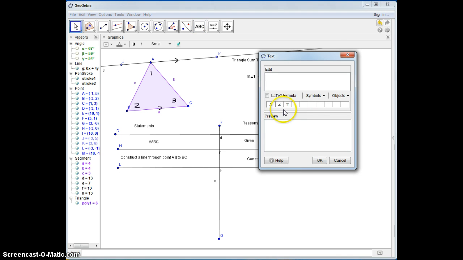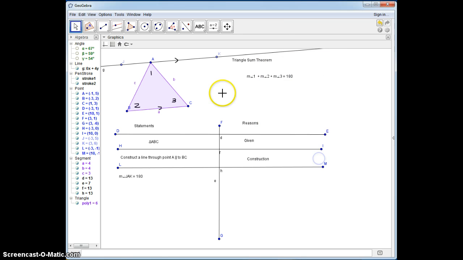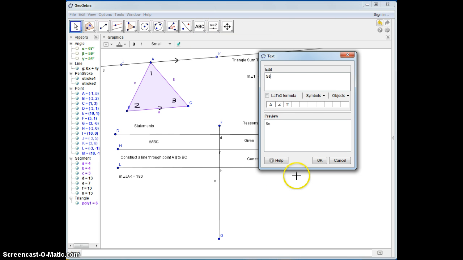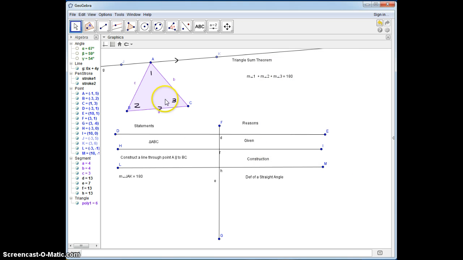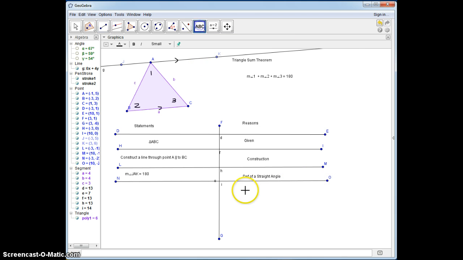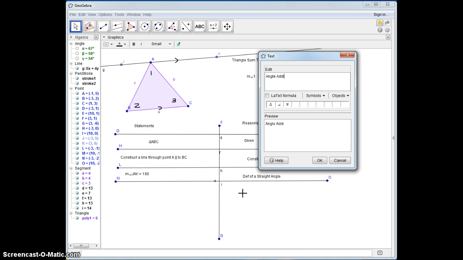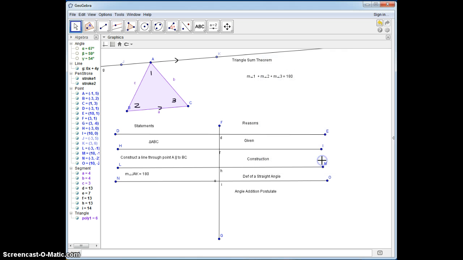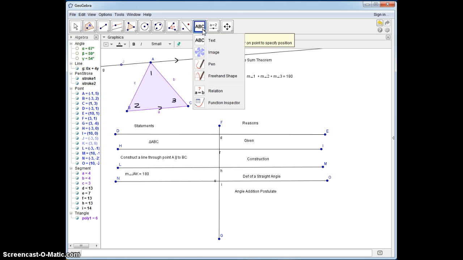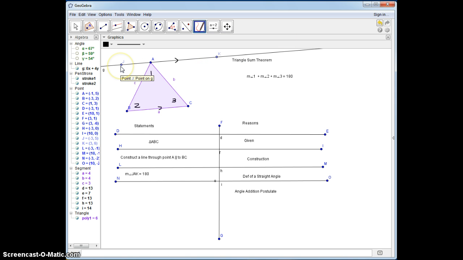We know that the measure of angle JAK is 180 degrees, and that is because of the definition of a straight angle. So that's a good start. Now we're going to use the angle addition postulate. And the angle addition postulate says, well, we're going to put numbers on these. You can label it as angle JAB, but I'm just going to put numbers.